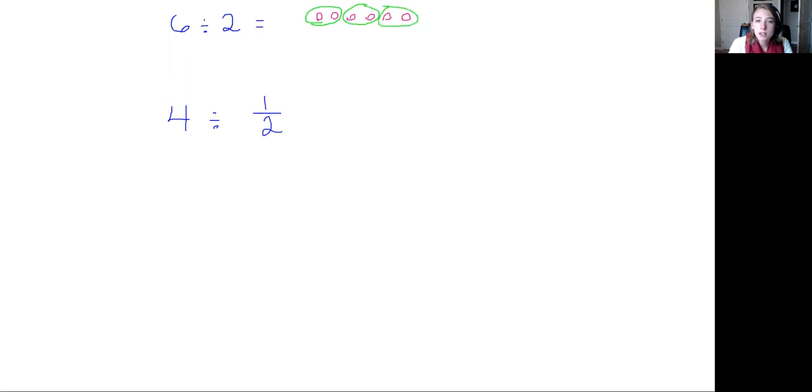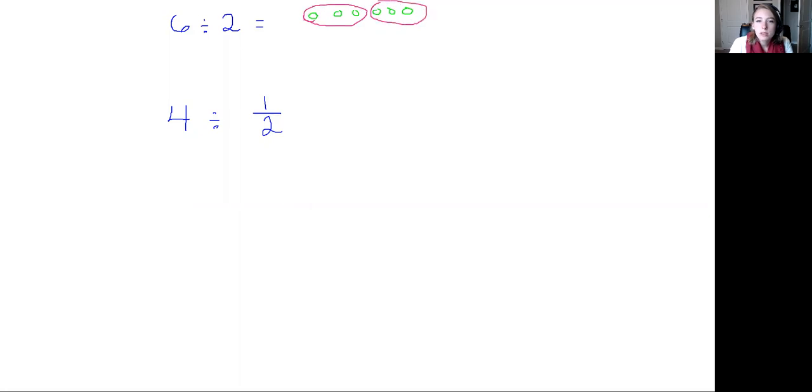And then the other way is having 6 objects here. So 1, 2, 3, 4, 5, 6. And if I'm dividing it by 2, I want to have 2 equal groups is another way to think about it. So if I split this into 2 equal groups, there would be 3 objects in each group.